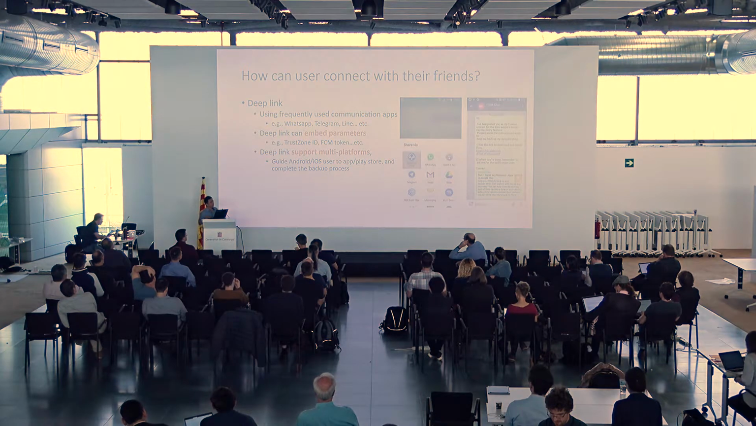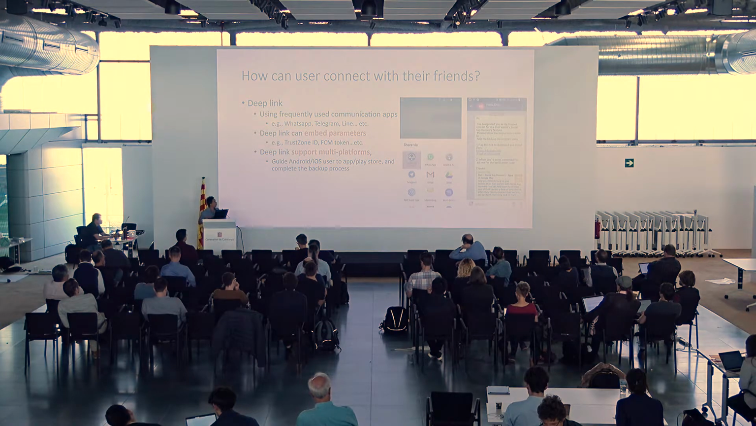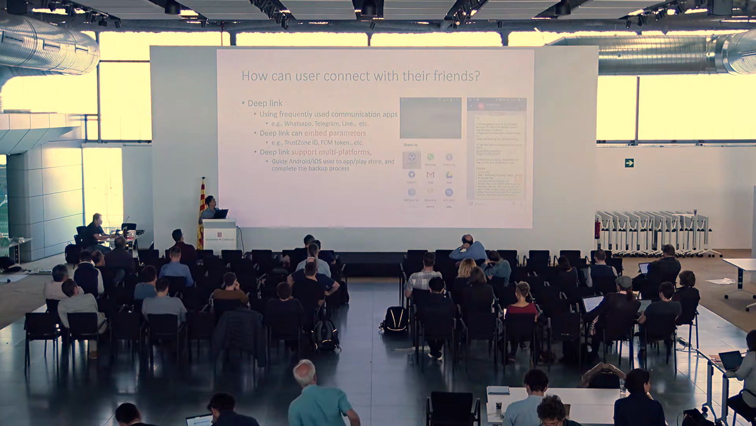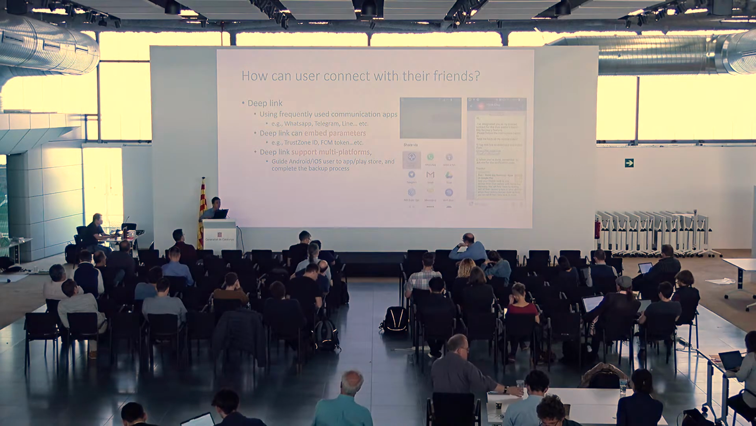Okay, so how can users connect with their friends? Basically, you need to send out an invitation, and you can pick the frequently used communication app, and we will help you to compose an invitation with a deep link. Deep link means a URL shortener, and it can embed parameters, and it can support multiple platforms. So either your friend is using Android or iOS, we can guide them to the App Store or Play Store to download the app and complete the backup process.